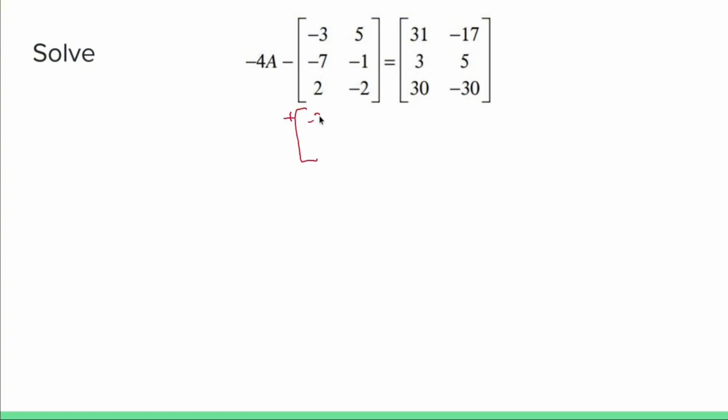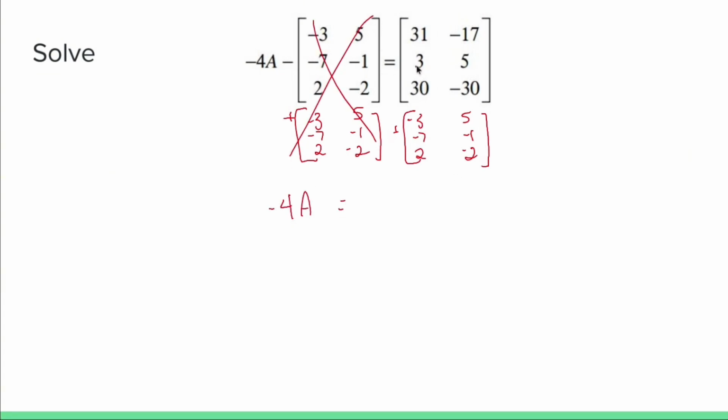So we're going to add negative 3, 5, negative 7, negative 1, 2, and negative 2 to both sides. Cross it out. Drop down the negative 4a. And now we're going to do a little bit of adding, like 6 of them. 31 minus 5 is 26. Negative 17 plus 5 is negative 12. 3 plus negative 7 is negative 4.